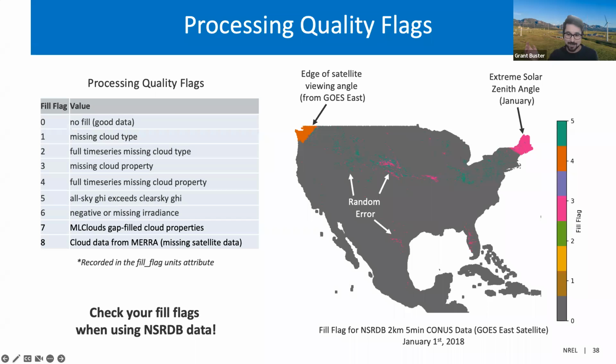So 99.9% of the time, the data is of very high quality and it's totally fine. But for these weird examples, like when you're using the GOES satellite and looking at Hawaii, we won't have valid data there. Next slide.